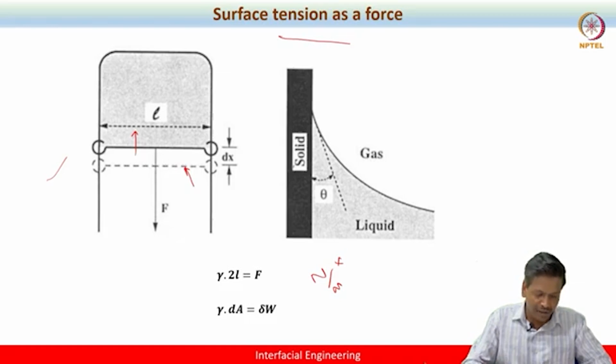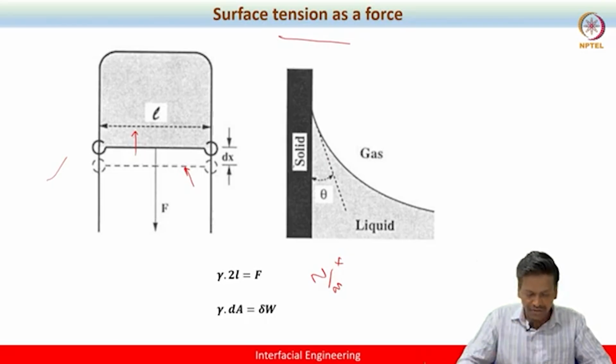So you can simply multiply this with respect to the perimeter. In this case, the perimeter is simply nothing but 2L, right? So when you multiply that with the perimeter, one would get the force, which will be simply in Newton, right?